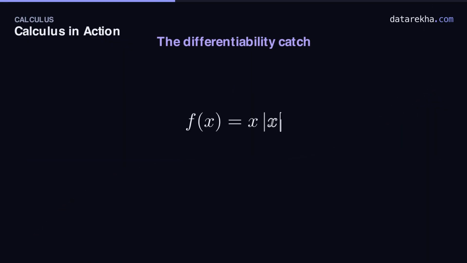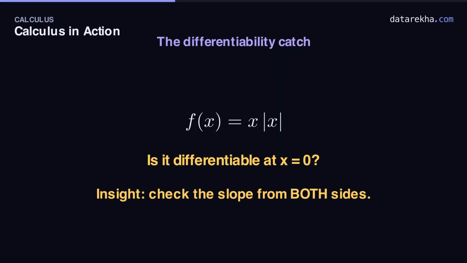Problem 2. A conceptual trap. Is the function f of x equals x times the absolute value of x differentiable at 0? The absolute value has that famous sharp corner, so instinct screams no. But instinct is wrong here, and the insight is a rule we can never skip.